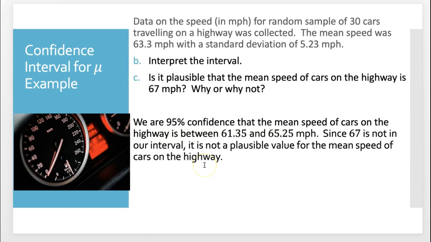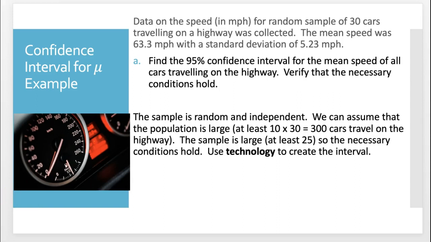So as far as checking our conditions, we assume that the sample of cars that they collected is random, and the speed of each car is independent. And we can assume that the population is large, and we're saying at least 300 cars travel on the highway. And the sample is definitely large, right? So it's definitely at least 25 in this case. So the necessary conditions hold. And of course, we're going to use technology to create the interval.